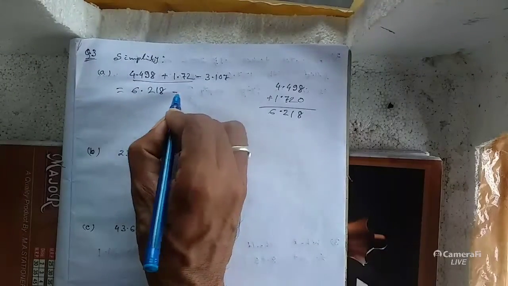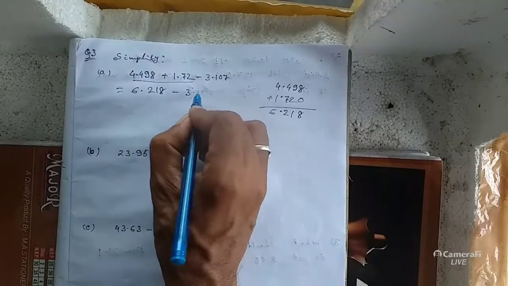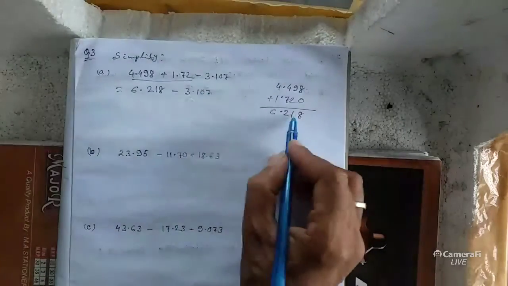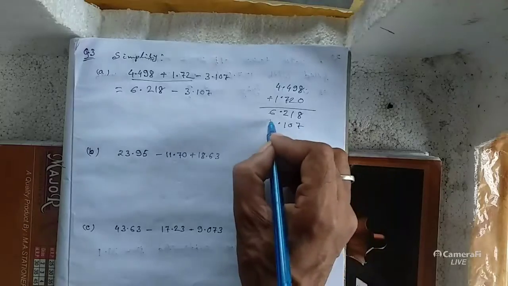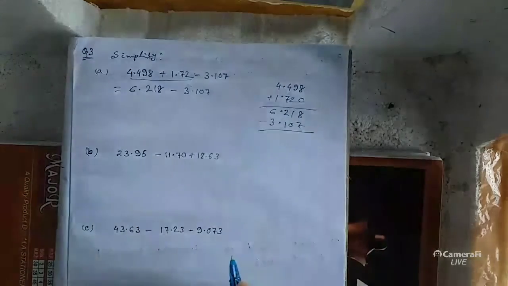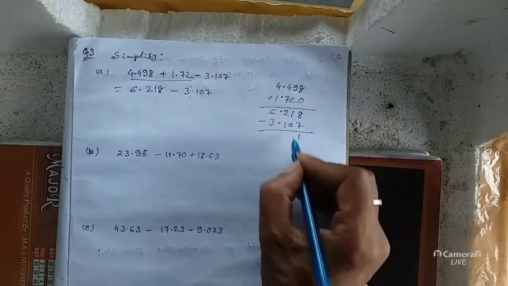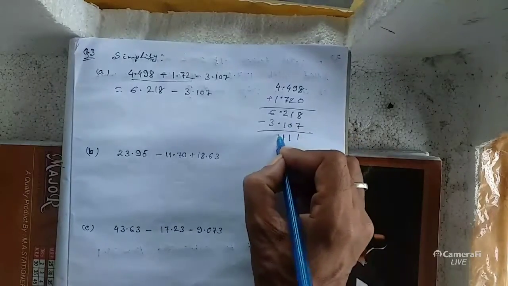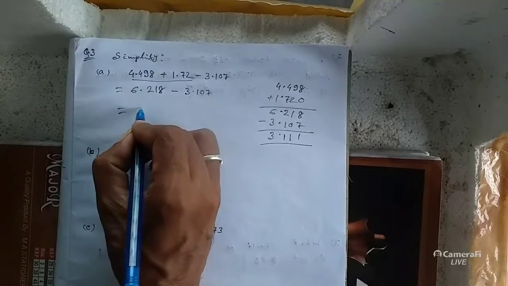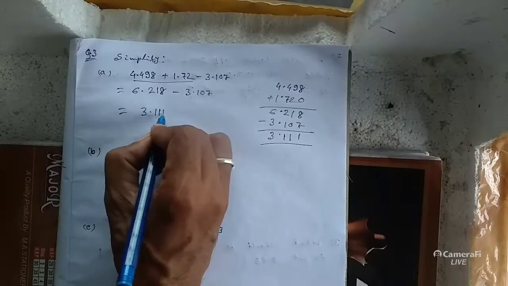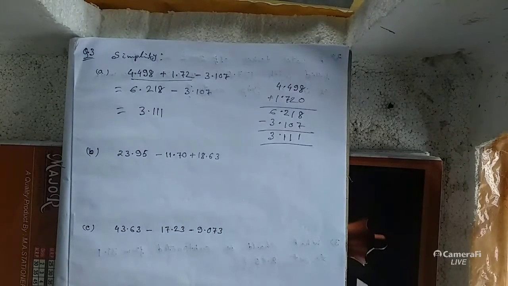Now for the third number, subtract 3.107. So arrange this number just below it, 3.107. Subtract: 8 minus 7 is 1, 1 minus 0 is 1, 2 minus 1 is 1, 6 minus 3 is 3. 3.111. So the result becomes 3.111. Simplify number B.